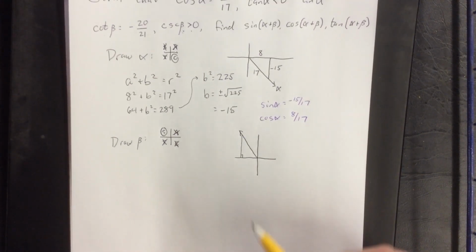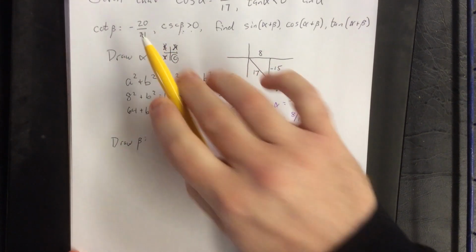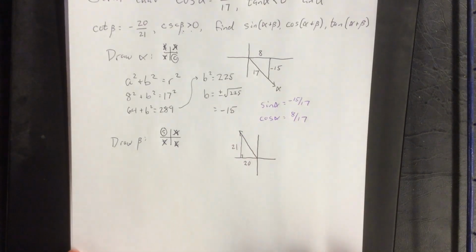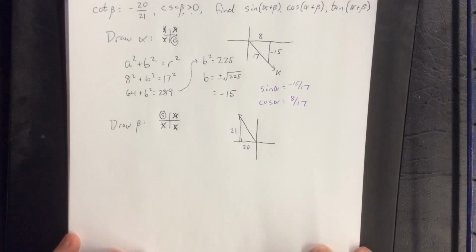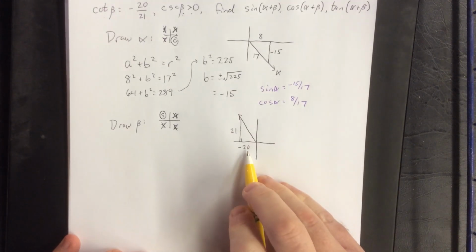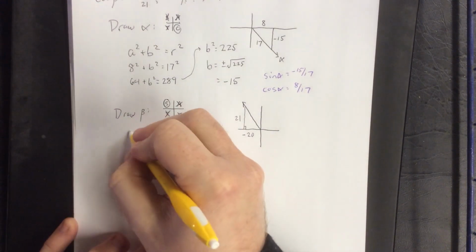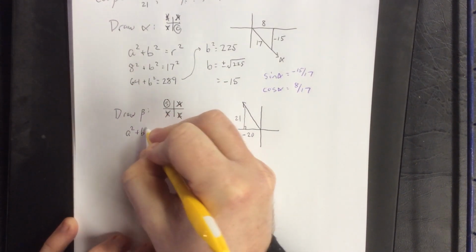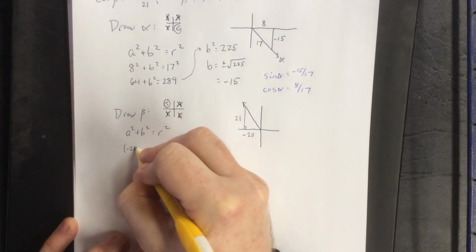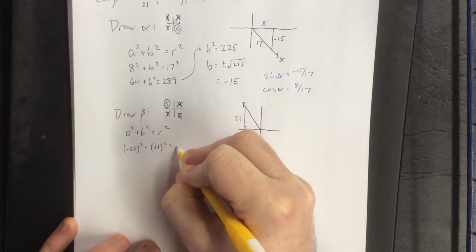Now, the two sides that we were told would be the cotangent, that's the adjacent side over the opposite side. So adjacent side of 20, opposite side of 21. Given that we're in quadrant 2, though, we will want our x-coordinate to be negative. So negative 20 and 21. You know two sides of a right triangle. Next thing to do would be to find the third side. So a squared plus b squared is r squared. That'll be negative 20 squared plus 21 squared is equal to r squared.